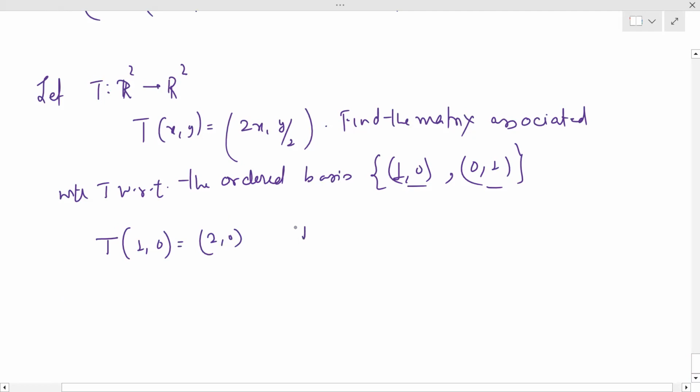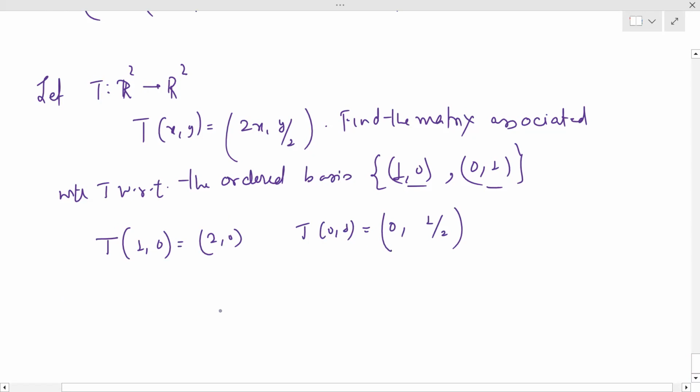I don't think there is a problem here. And if I write T of (0, 1), it would be equal to what? It would be equal to (0, 1/2). I hope it is clear.